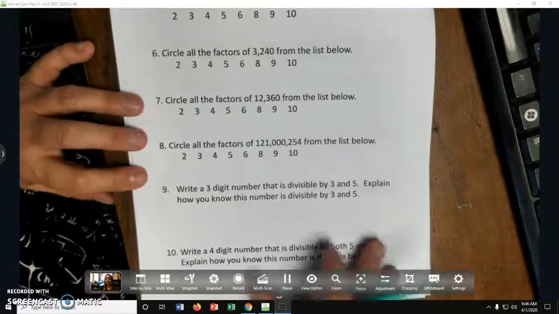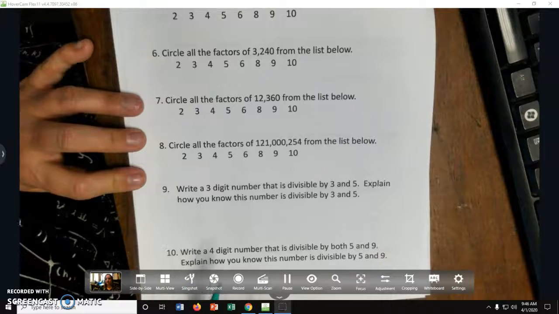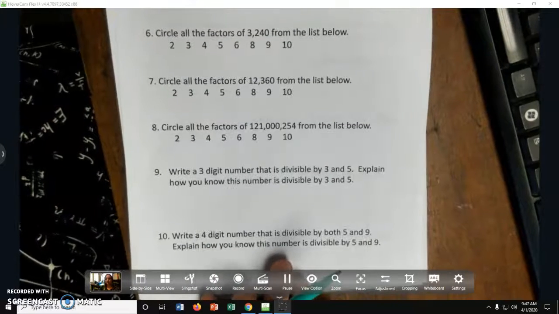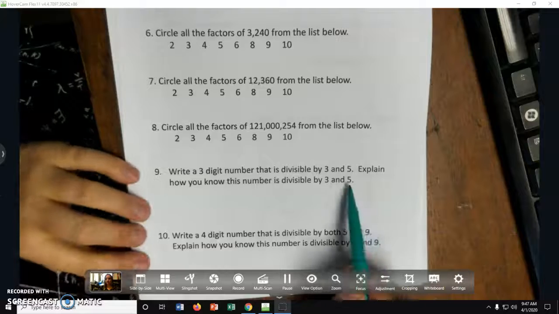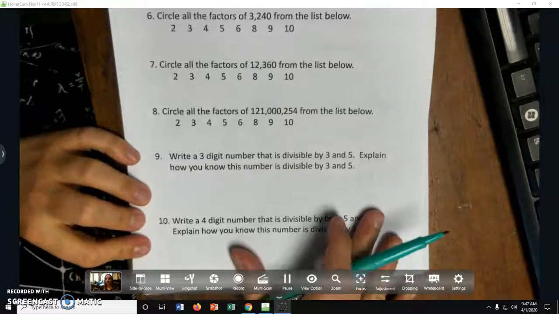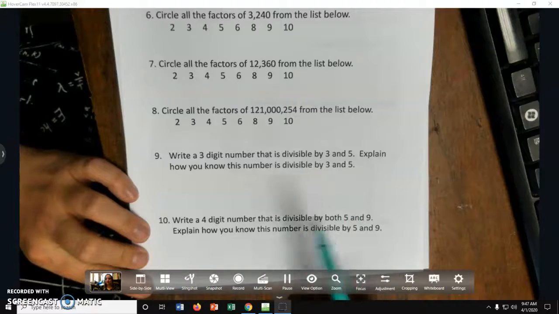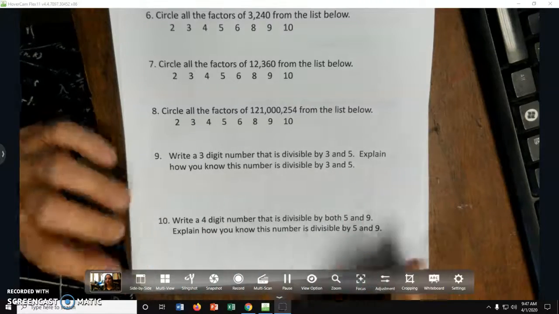All right, write a 3-digit number that is divisible by 3 and 5. Explain how you know this number is divisible by 3 and 5. Okay, so if it has to be divisible by 5, you know it has to end in a 5 or a 0. To be divisible by 3, the sum of the digits has to be divisible by 3.